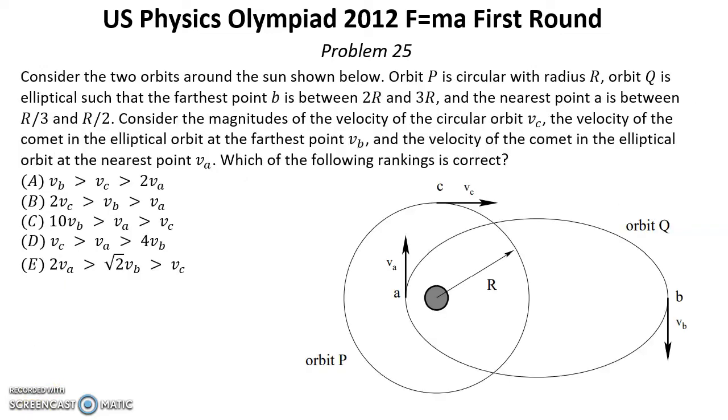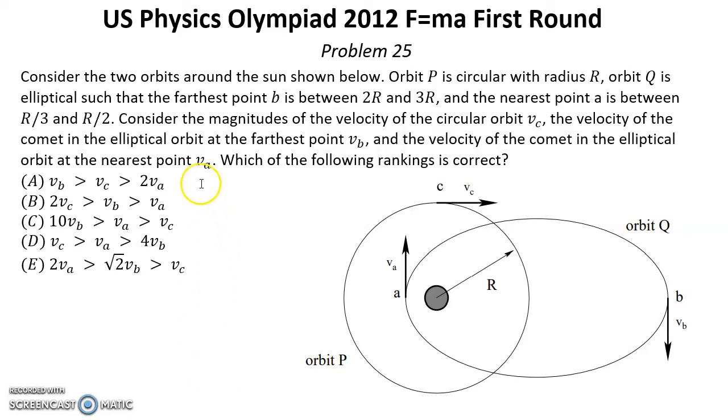Problem number 25. Consider the two orbits around the Sun shown below. Orbit P is circular with radius r. Orbit Q is elliptical such that the furthest point B is between 2r and 3r, and the nearest point A is between r over 3 and r over 2. Consider the magnitudes of the velocities: the circular orbit VC, the velocity of the comet in the elliptical orbit at the furthest point VB, and the velocity of the comet in the elliptical orbit at the nearest point VA. Which of the following rankings is correct?